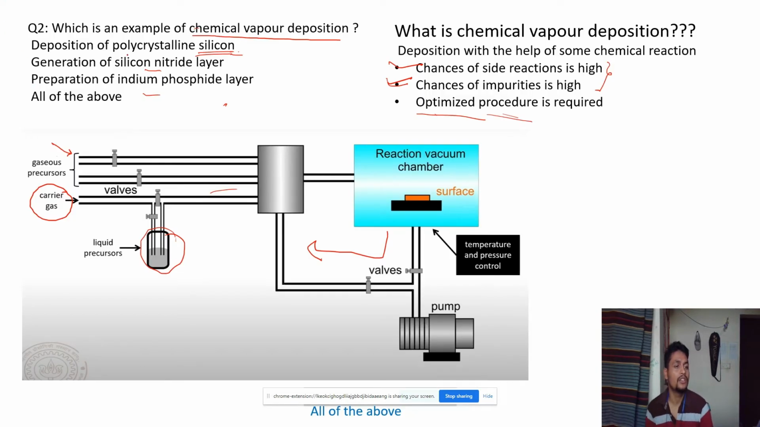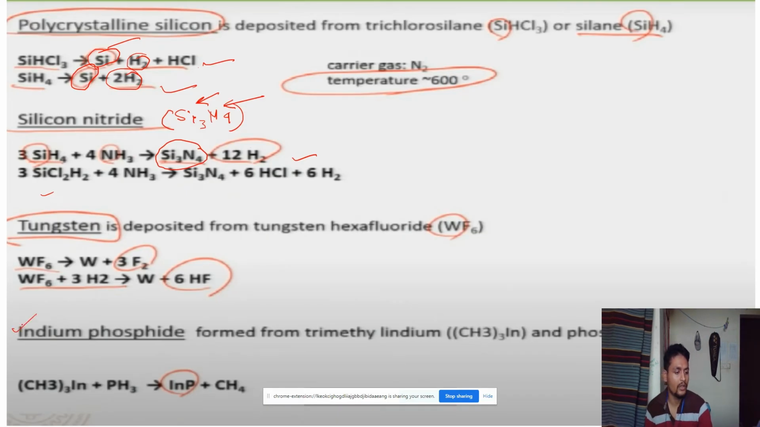That is polycrystalline silicon. Obviously, that can be done. Silicon nitride, that can be done, and indium phosphide here, that can also be done. So this is the indium phosphide example practically. There is methane gas actually coming out, so that can also be done. And here also you just notice indium phosphide.